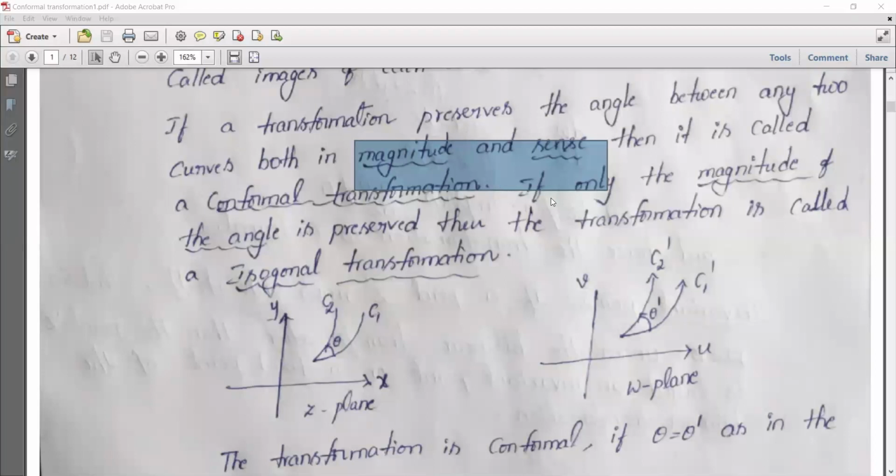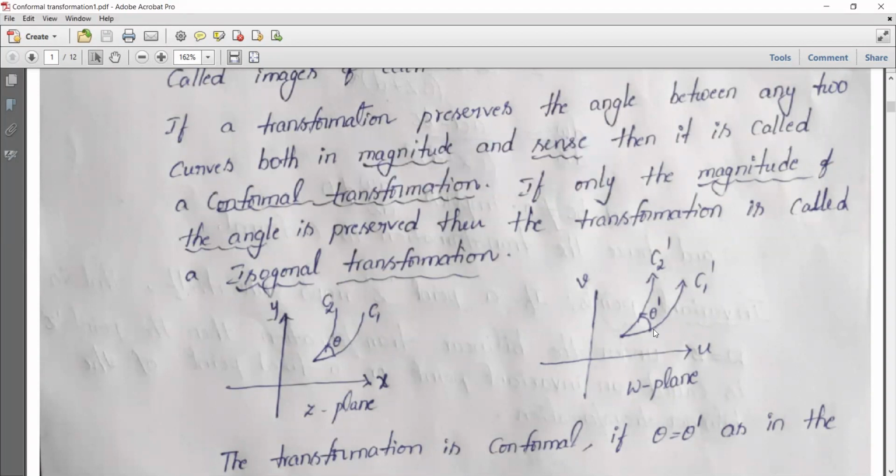Suppose when you transform one diagram or figure to another diagram with the help of the mapping w is equal to f of z, if its magnitude of the angle is preserved, then the transformation is called an isogonal transformation. Here we don't think about sense. We see only magnitude. Magnitude means magnitude of the angle. Once you check the diagram here, between these two curves, we have a theta.